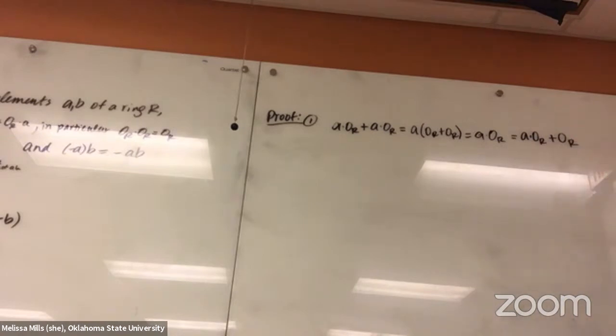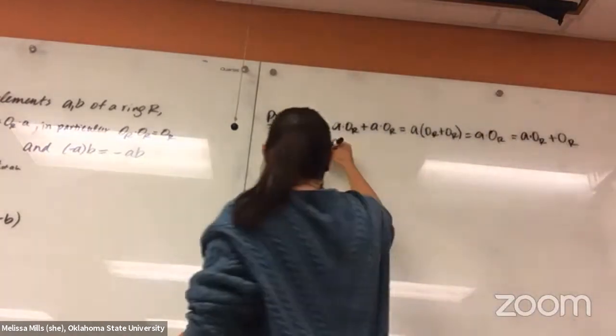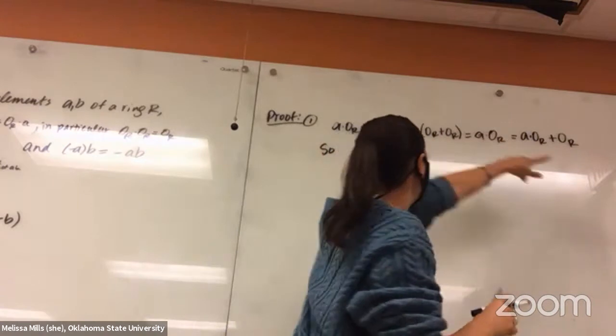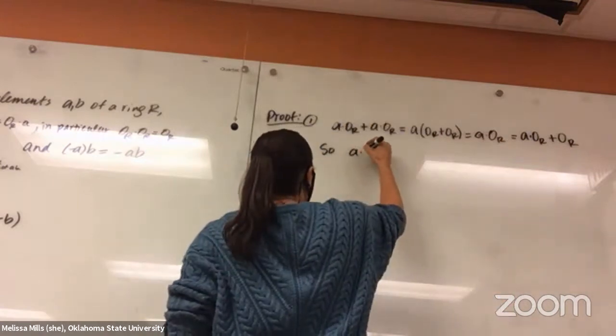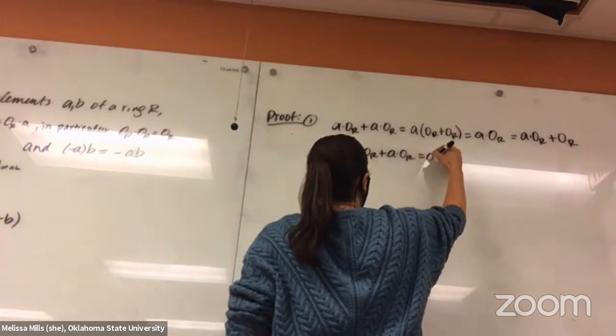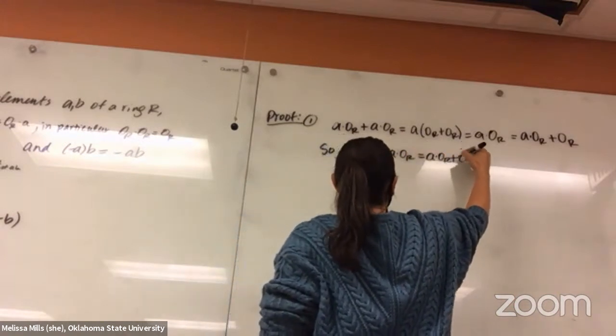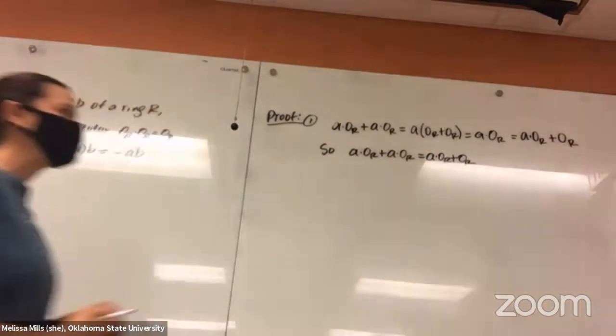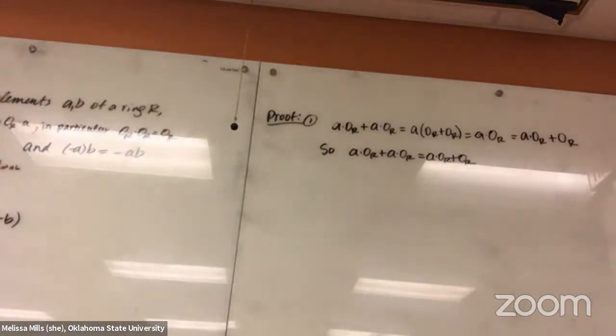And you might be like, who cares, right? But think about this, what is it saying? So what I've said here is that this side equals that side. So I said A times 0R plus A times 0R equals A times 0R plus 0R. Now I can use my cancellation of addition to get what?